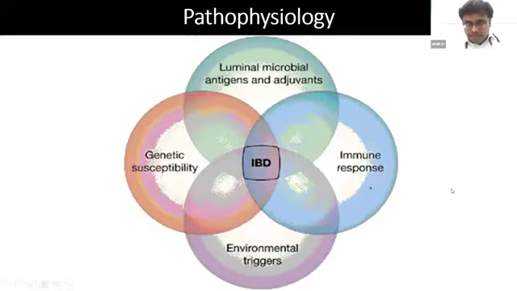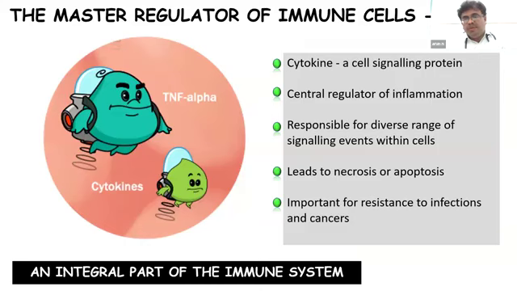Apart from that, there are four main pathophysiological factors: your immune response, your environmental triggers, your genetic susceptibility, your NOD mutation, apart from your luminal microbial adjuvants as well as your antigens and adjuvants. All those major pathophysiological concepts have a role to play. So the cytokine signaling, the chain of pathway, will be the most important thing when you look into that.